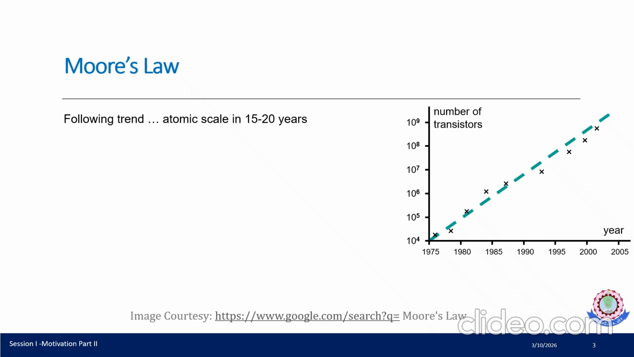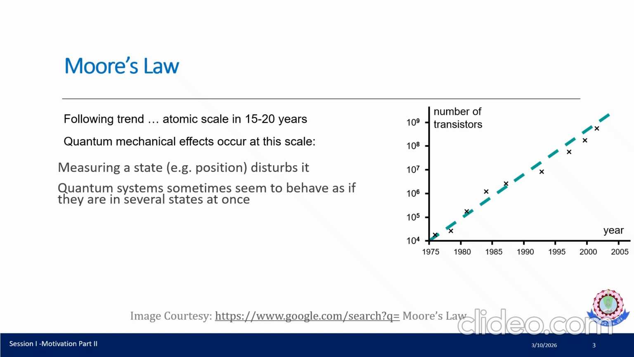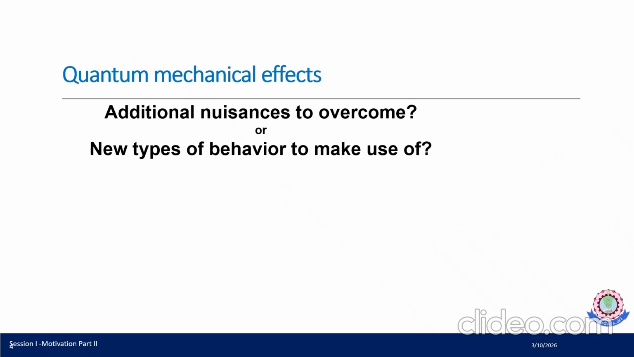This is scaling up in 15 to 20 years, which is called a drastic scaling. So quantum mechanical effects occur at this scale. Measuring a state, that is, a position, disturbs it. Quantum systems sometimes seem to behave as if they are in several states at once. So different evolutions can interfere with each other. Quantum mechanical effects are an additional nuisance to overcome, or a new type of behavior to make use of.